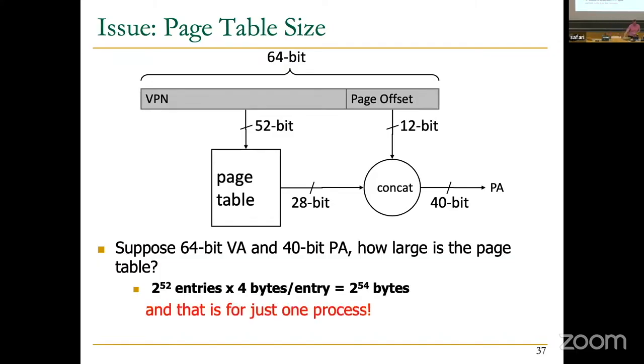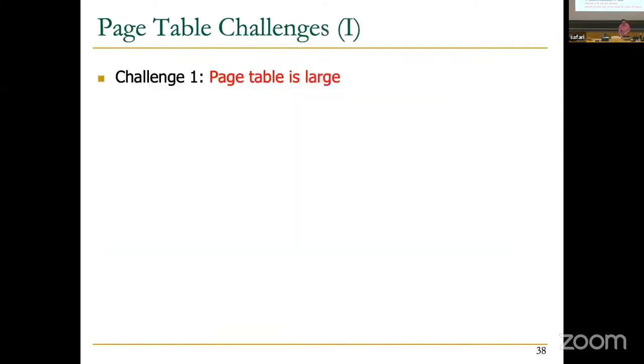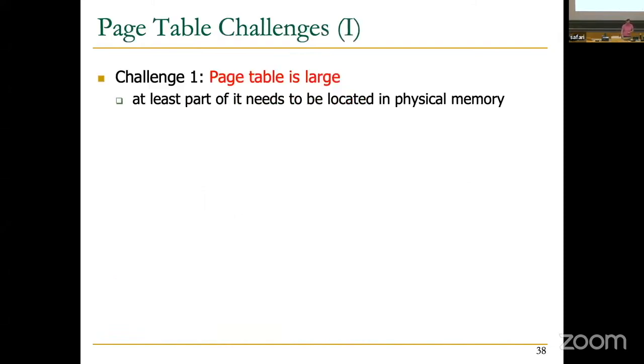And that's just for one process. Never forget that. If you're running 100 processes, multiply this by 100. If you want 1,000 processes, multiply it by 1,000. Basically, this is not realistic. And the process may not be using the entire virtual memory space. Allocated versus not allocated comes into play, but I'm not going to talk about that over here. Basically, this is not realistic today. So a page table is large. It's actually huge.